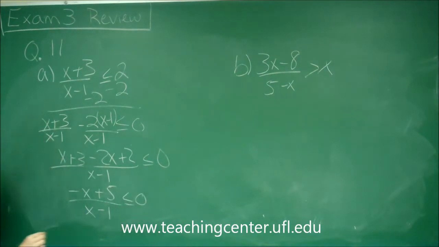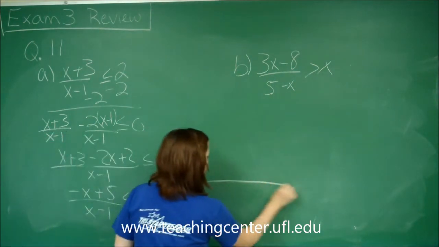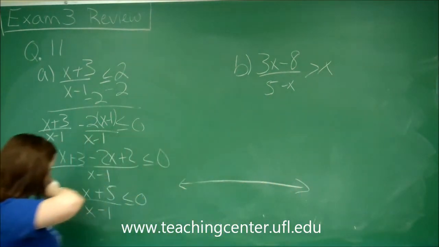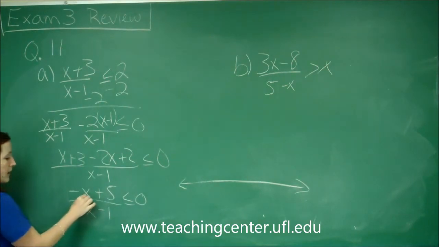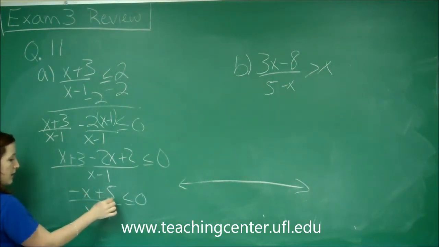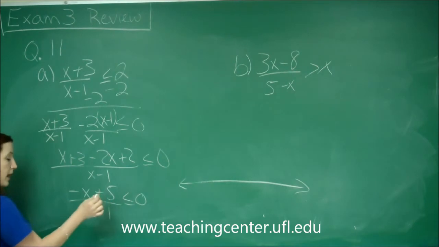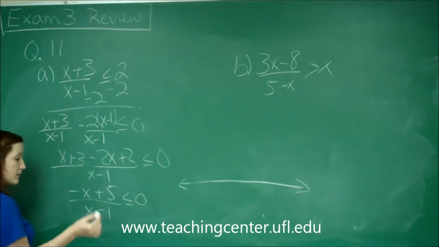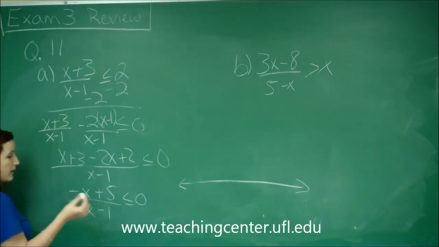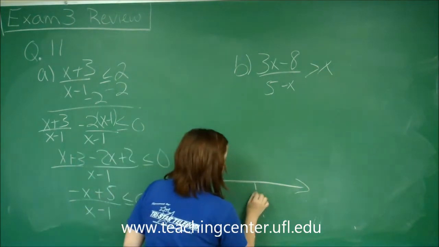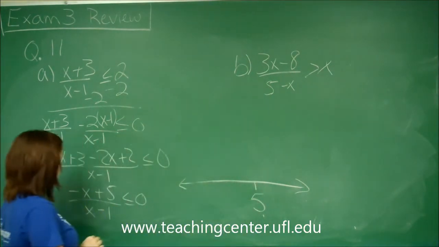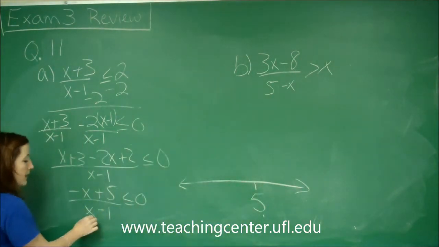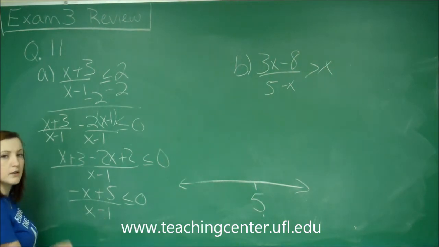And so for our test interval, remember that not only are we putting down the numbers where our numerator would equal 0, but also our denominator. So here, if I set the numerator equal to 0, I've got negative x + 5 has to be equal to 0. So I subtract 5, and I get negative x is equal to negative 5, and I divide through by a negative, so I get 5. And then on the bottom, when I set the denominator equal to 0, I get x - 1 is equal to 0, so x is equal to 1.